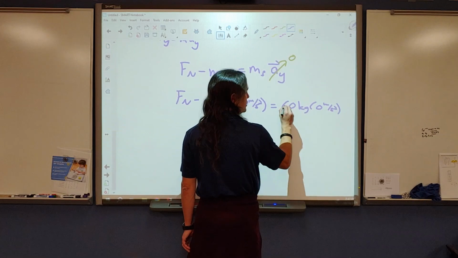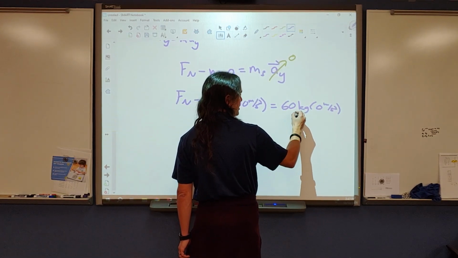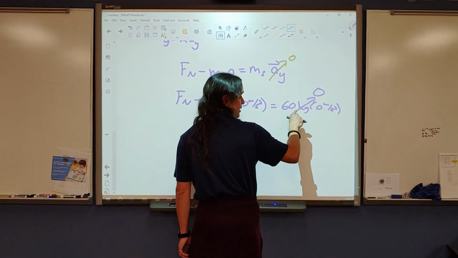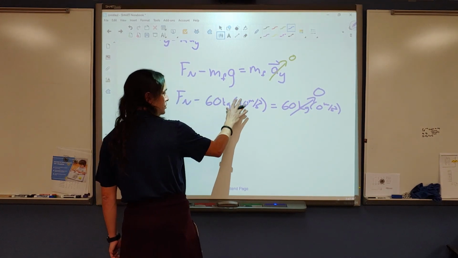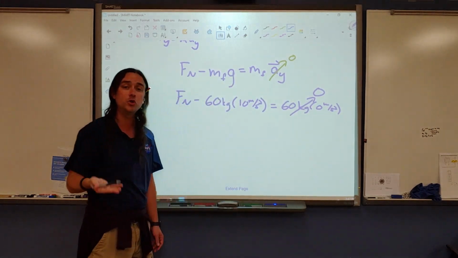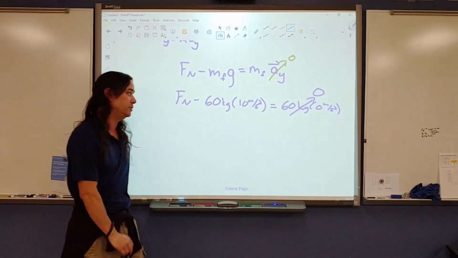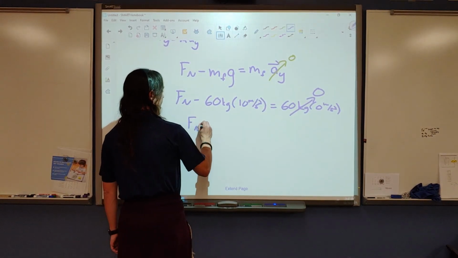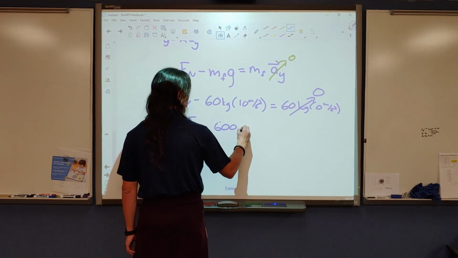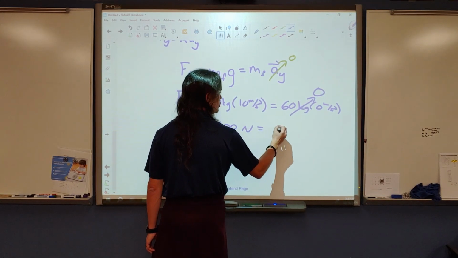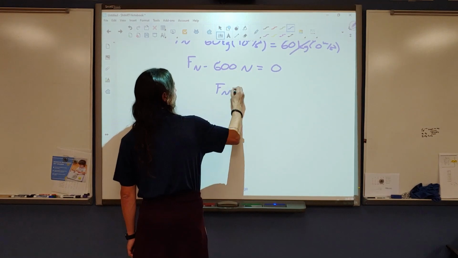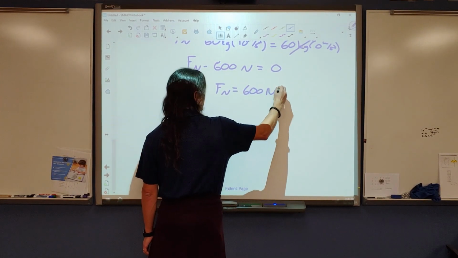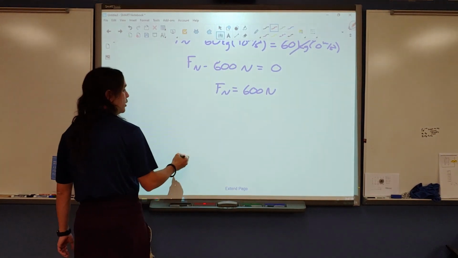I've got 60 kilograms times 0 meters per second squared. This comes up to 0, and technically the units become newtons. In fact, we would have newtons minus newtons equals newtons. Our units must work out. Okay, so we end up with Fn minus 600 newtons is equal to 0. And we can then find that our normal force is equal to 600 newtons. Okay, so that was one of the things I needed.